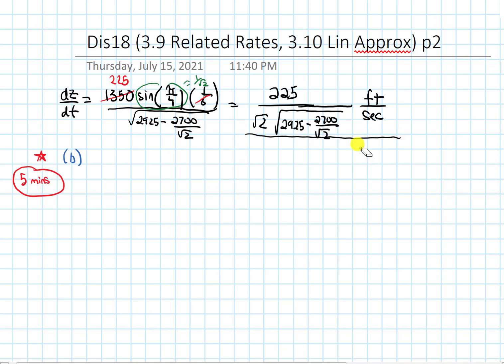Okay, so we had to use some law of cosines to get this.